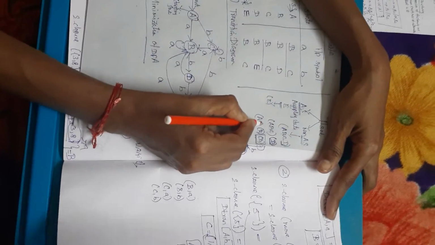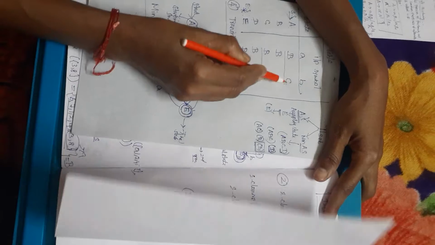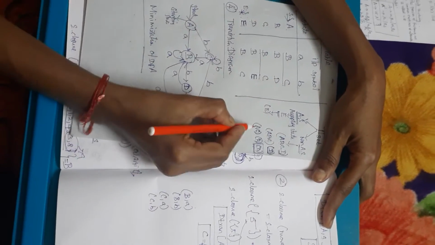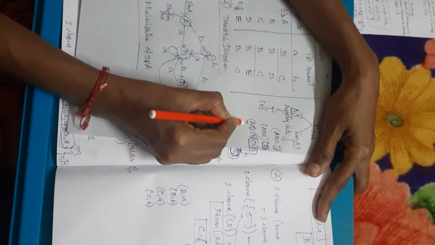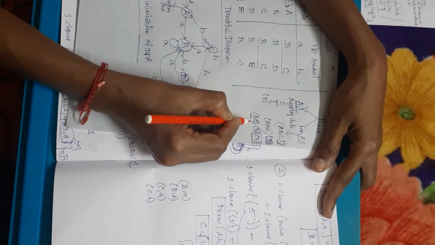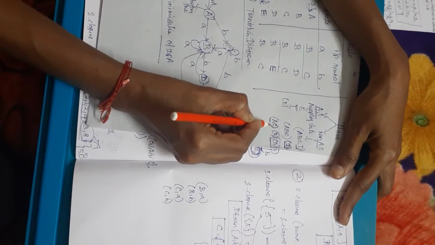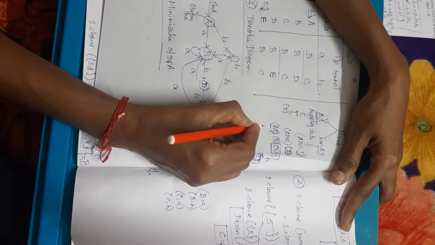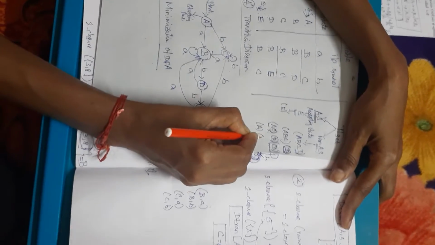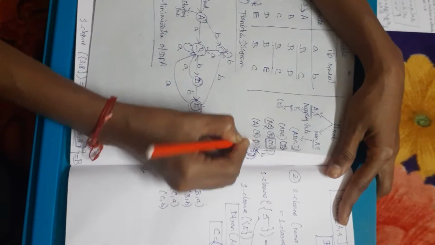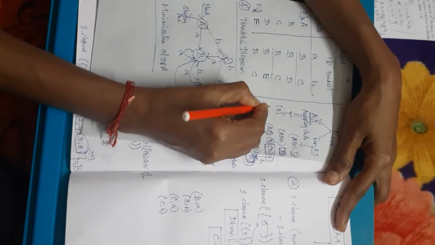You can check A, C. A, C both have common values, but A is the starting state, so no need to remove the starting state. So I can remove the state C. So what is the minimization? A, B, D, here state E.